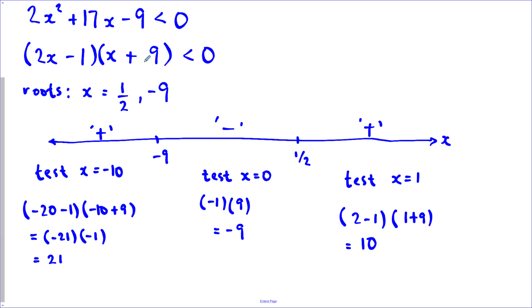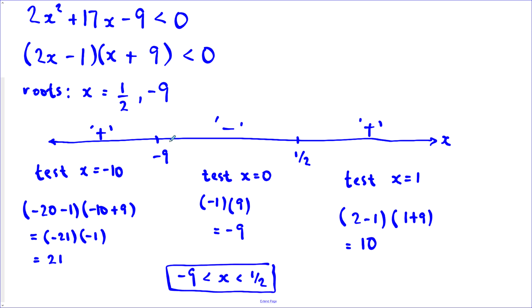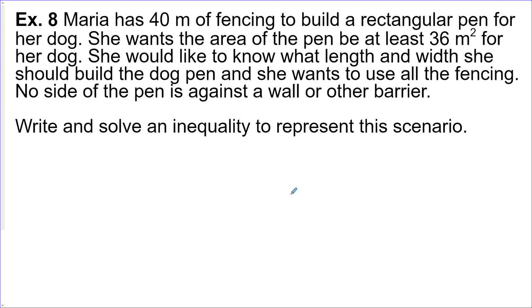Now we can write our solution. We want less than 0. That means we want this interval, the one that's negative. So negative 9 less than x is less than 1/2. And that's our solution. You can see this time we have one interval. So we're going to write one inequality. Example 8 is a word problem.